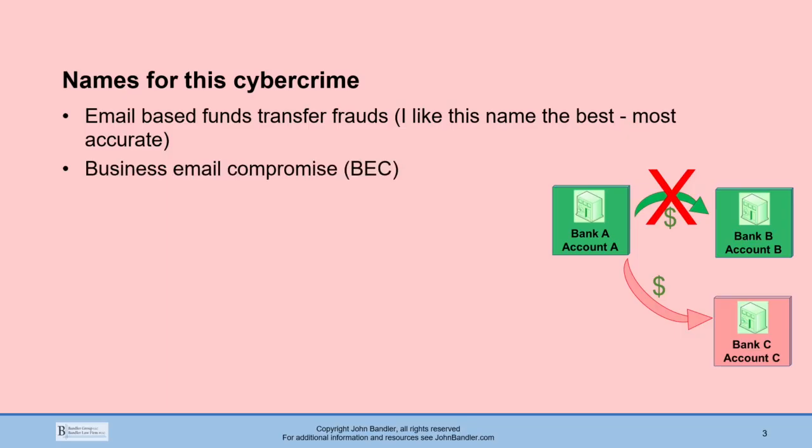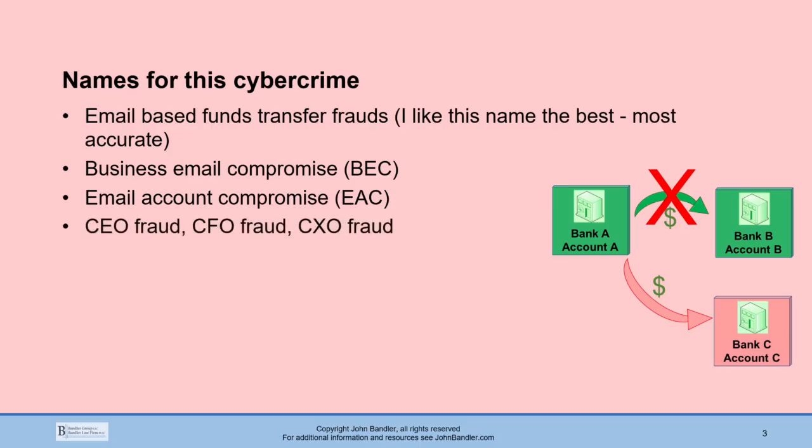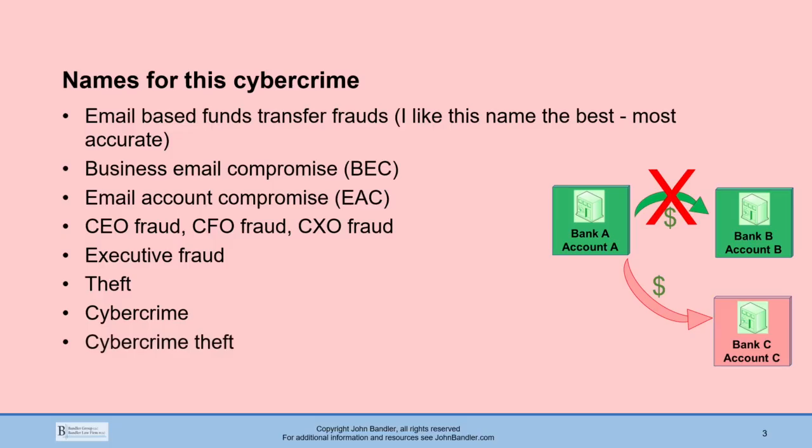A lot of times you'll hear it called business email compromise, abbreviated BEC, email account compromise. And these are referencing the fact that someone's email account was compromised or hacked or breached. Sometimes it's called CEO fraud, CFO fraud, or executive fraud. Really, it's just theft. That's the crime that's being committed. It's also cybercrime, or call it cybercrime theft. And there's also a term called social engineering. And really, this is just cybercrime theft by social engineering. Trickery, con artistry. The cybercriminal is convincing someone to take a voluntary action that results in their money being stolen.